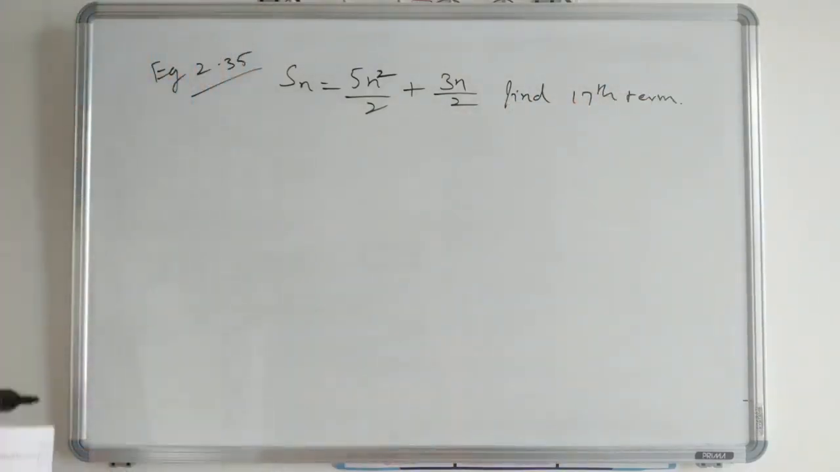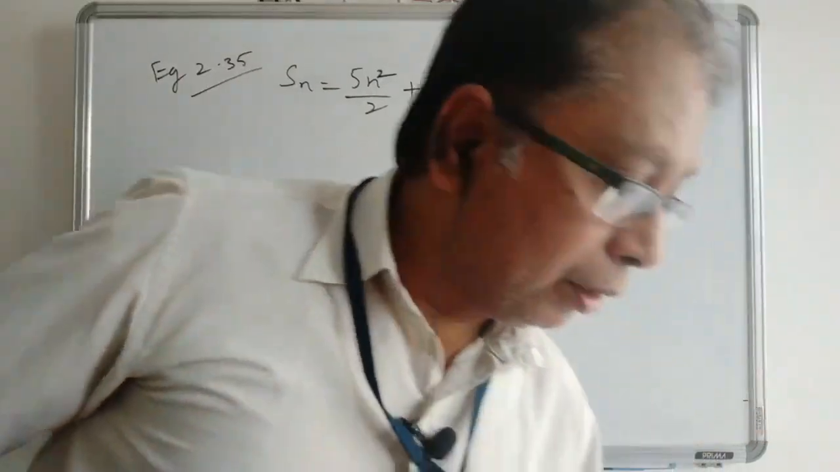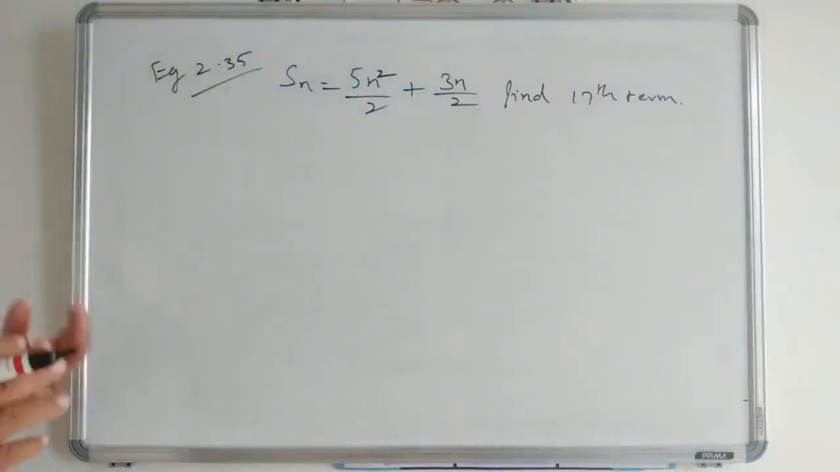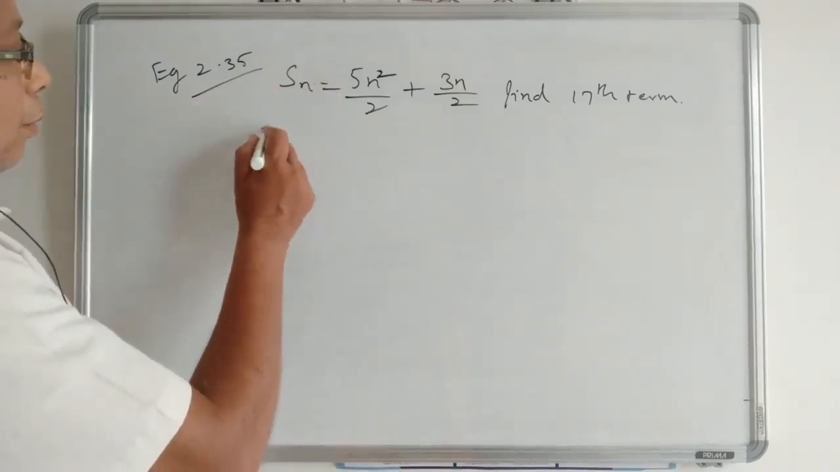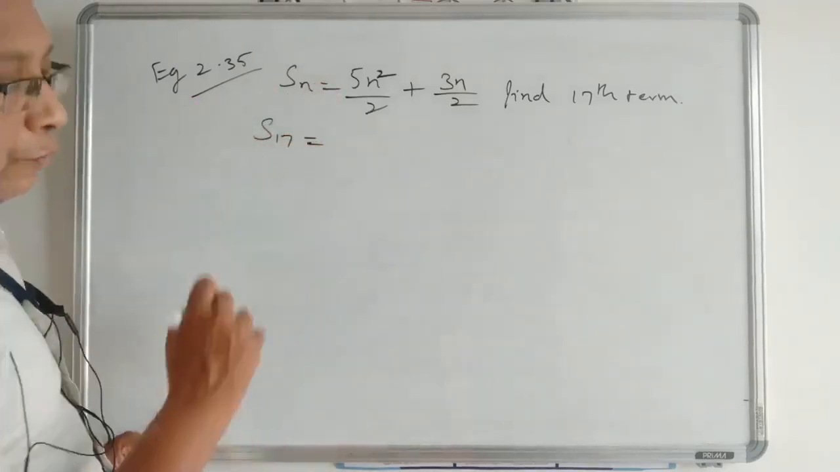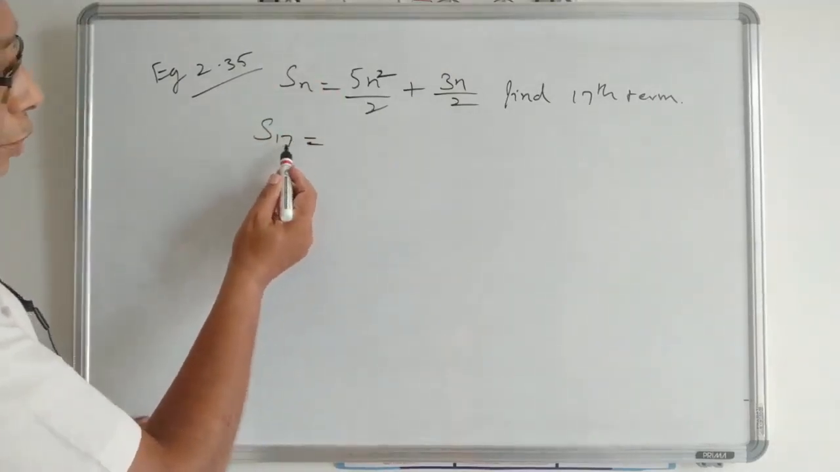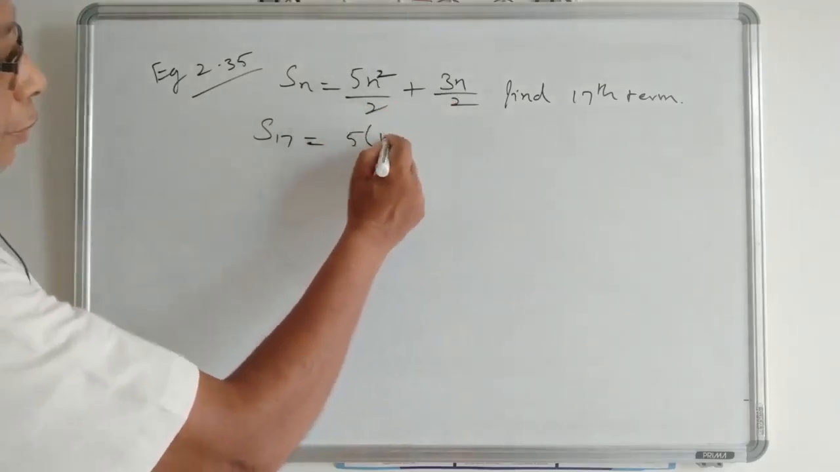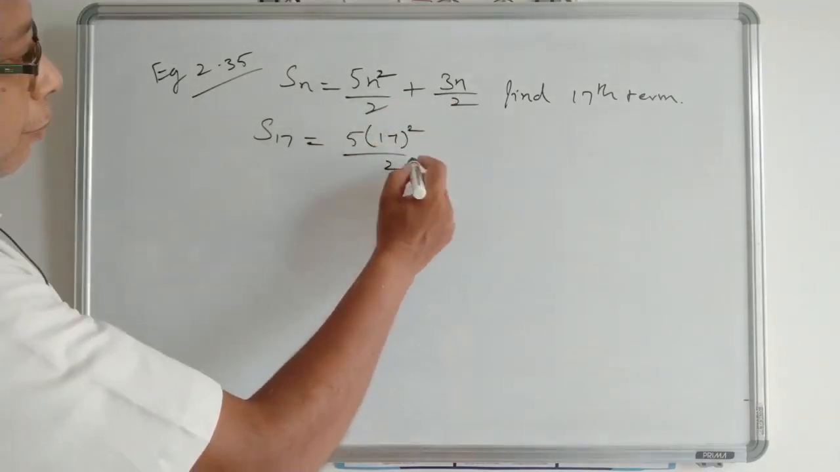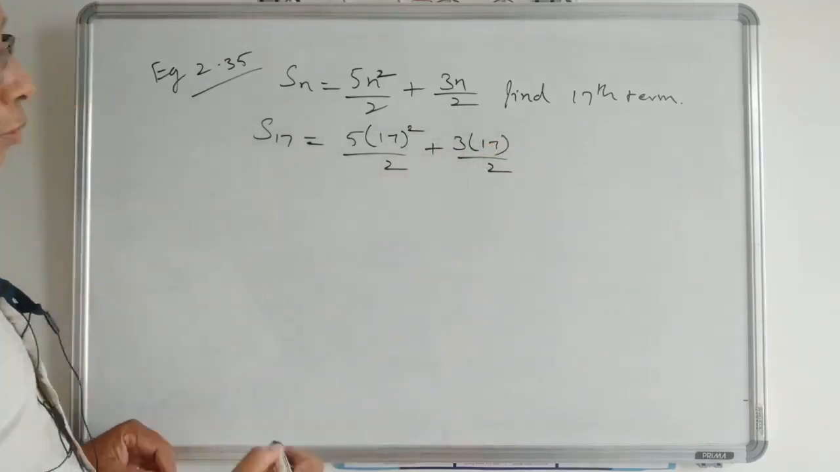First, we find the 17th term. Therefore, S17: you write 17 in the n place. So S17 equals 5 times 17 squared divided by 2, plus 3 times 17 divided by 2.